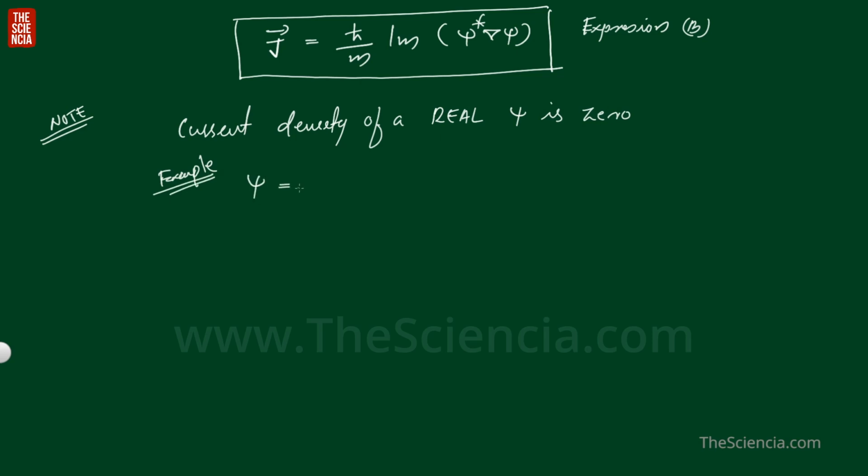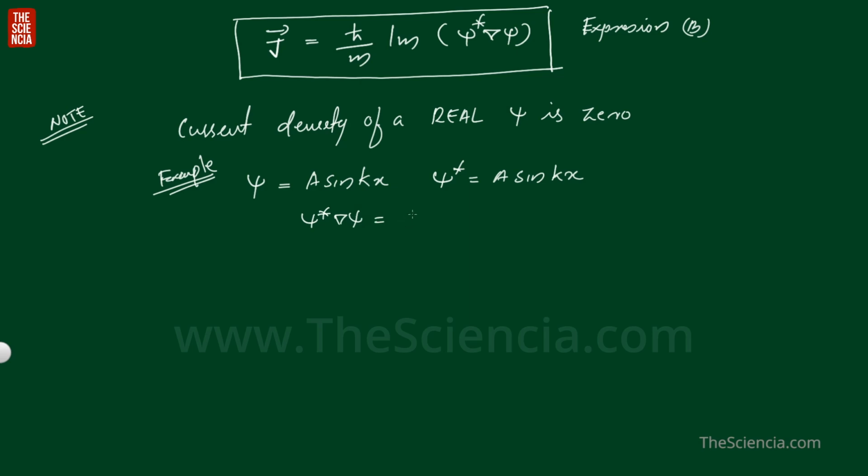Suppose a wave function psi is given, that is a sin kx. Here there is no i term, that means this wave function is real. Now we can find out its psi star. So what we get? We get again this a sin kx. So what is the value of psi star del psi?